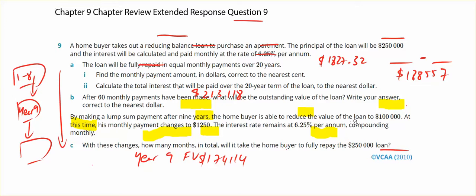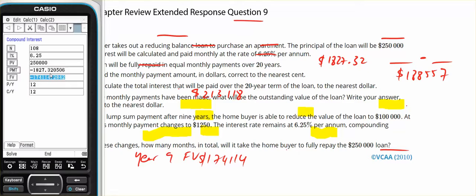Now what's going to happen? The value of the loan is going to reduce to $100,000. For whatever reason, the buyer has some money and can pay off the $74,114. Out of that $174,114, he can pay $74,114. That's gone now. So the financial conditions change. The principal value is now $100,000.